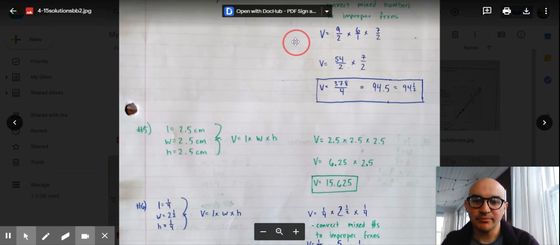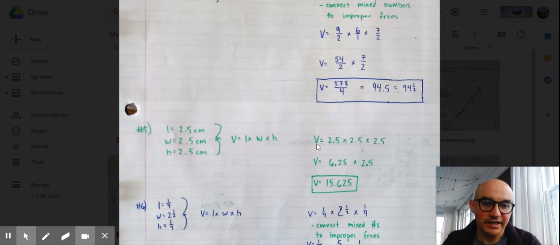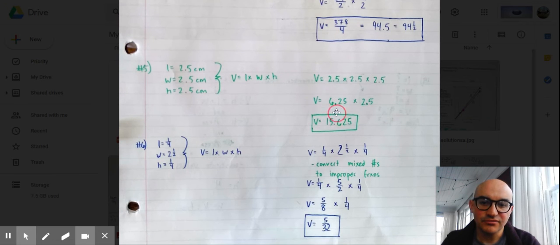I'll just keep going on number 5. Same type of process. I list my measurements. I go ahead and carry out multiplication, and there I am at my final answer. Pretty straightforward on number 5. Number 6, really similar as well. I list my length, my width, and my height. I multiply length times width times height to find volume. And here I'm just doing the same process.